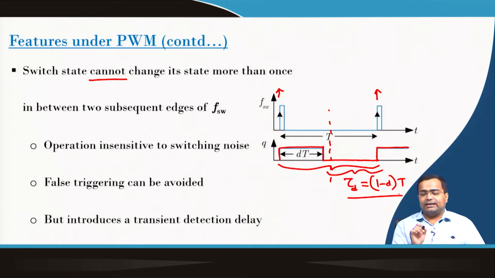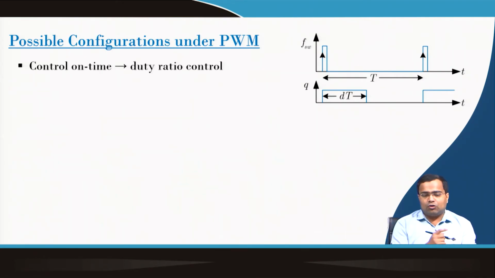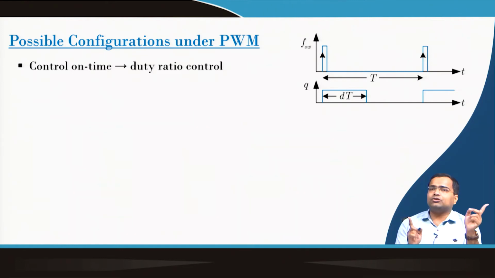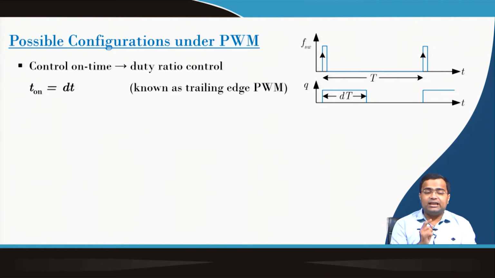This kind of technique is called trailing edge modulation, where the switch turns on at the rising edge of the clock and switch turns off when a certain logical condition is met. So, possible configuration under pulse width modulation: control on time, which is called duty ratio control, and that we know as trailing edge modulation, where we directly control the on time.